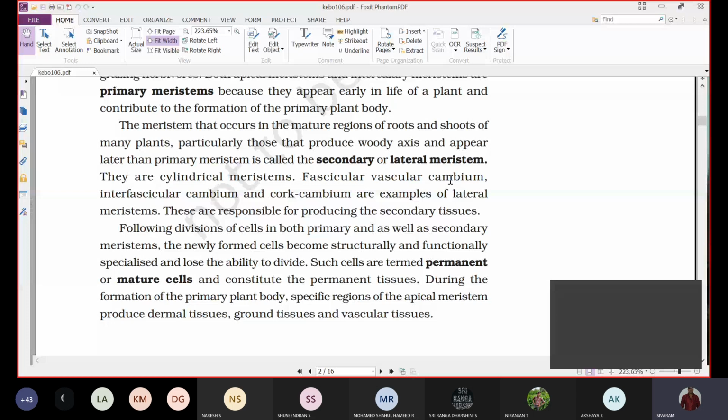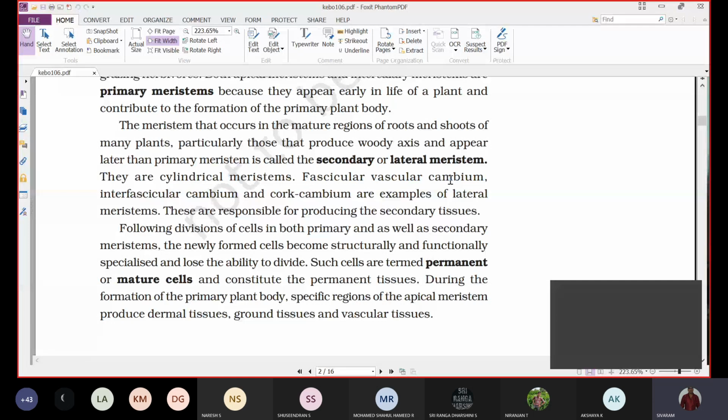And next, interfascicular cambium. Inter means in between. That means the cambium that is present in between the two vascular bundles or vascular tissues. The cambium which is present between the vascular tissues or vascular bundles, we are calling interfascicular cambium. Already I told you cambium means meristem, which has the ability to undergo cell division.